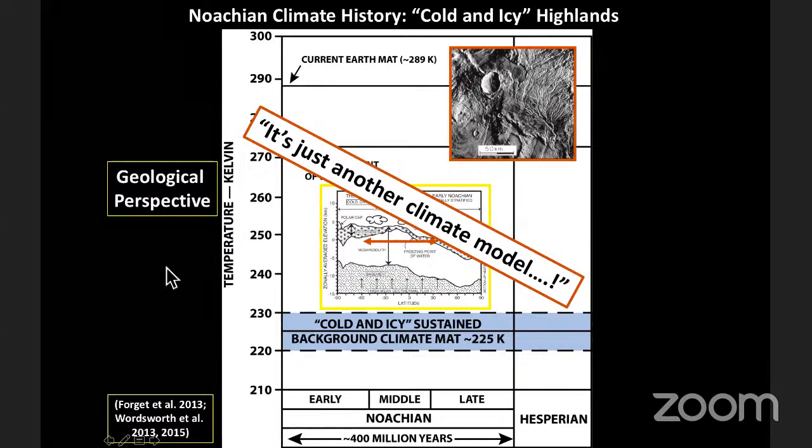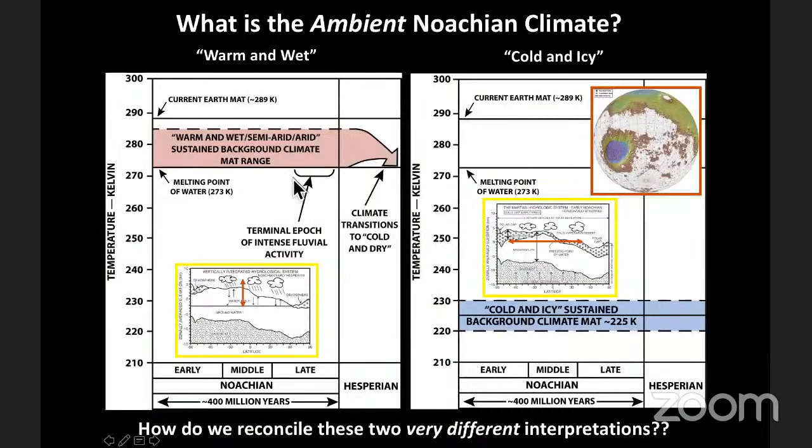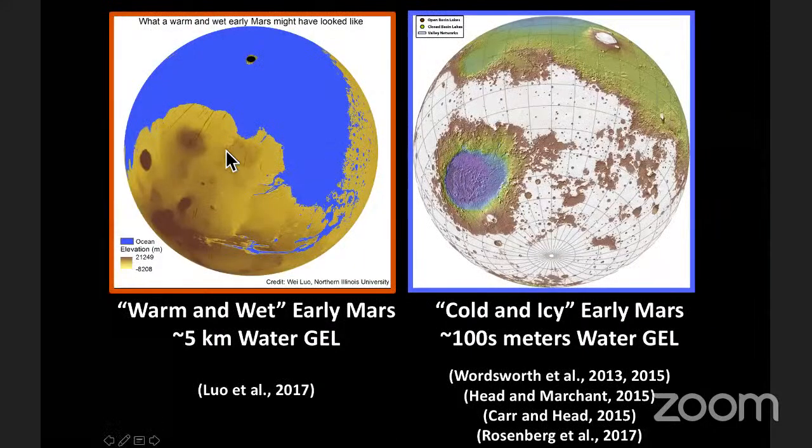And again, there's lots to be said here for the model. So what is the ambient Noachian climate? Was it warm and wet, like the geological data suggest, or is it cold and icy, like the climate model suggests? How do we reconcile these two very different interpretations? And indeed, trust me, they are different. Here is a portrayal of Mars in the warm and wet early Mars period with a 5-kilometer global equivalent layer of water. Here is the cold and icy early Mars with hundreds of meters of water global equivalent layer, proposed by these authors here. So these are very, very different.